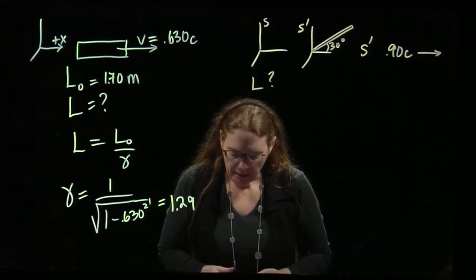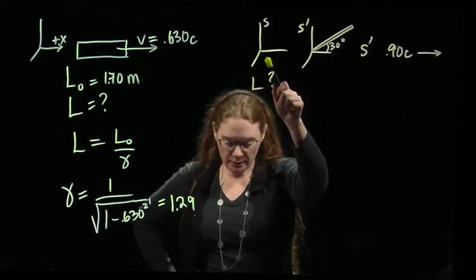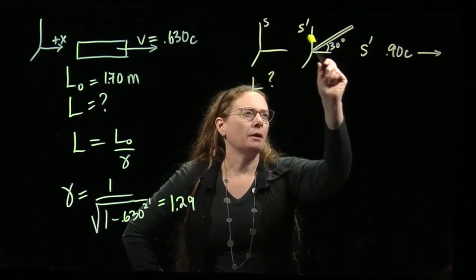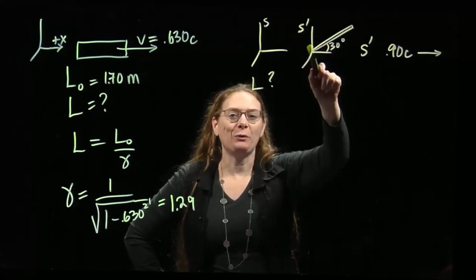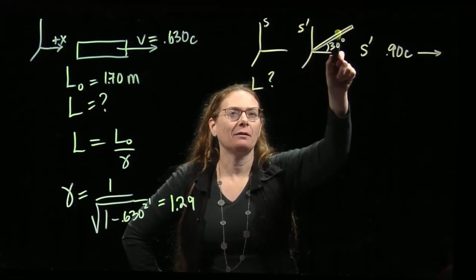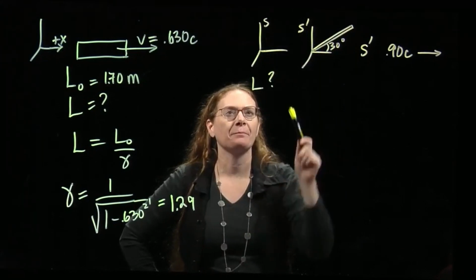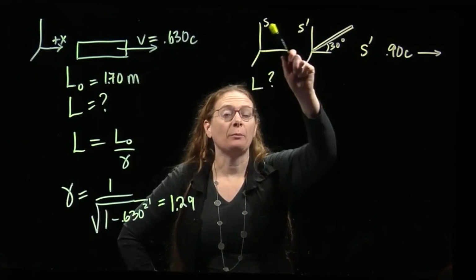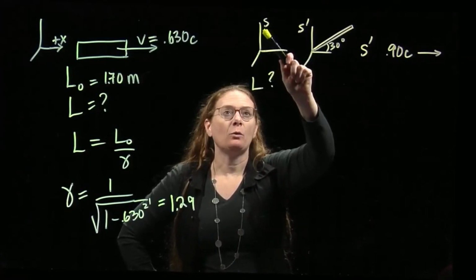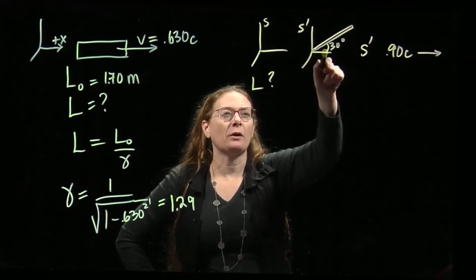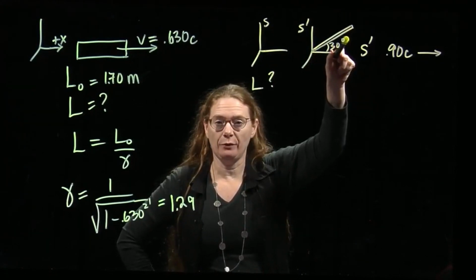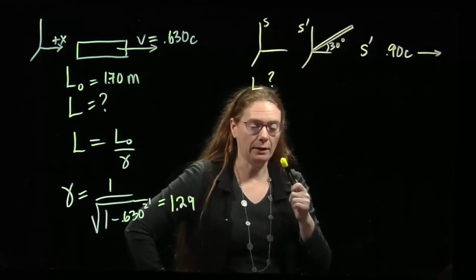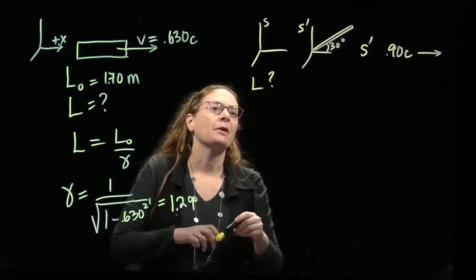In this case, S is not moving. S prime is moving. We want to find out the length of the meter stick as viewed from S prime. Oh, sorry, I misspoke. From S, from the stationary frame. So we're stationary, looking at a meter stick that's moving. That means things are contracted, but only contracted in the direction of motion.